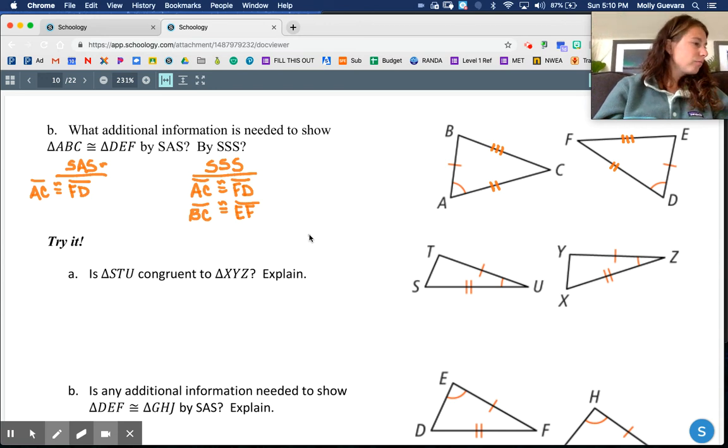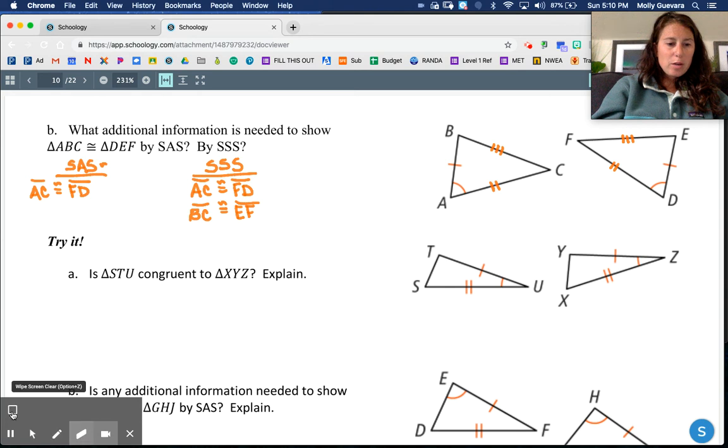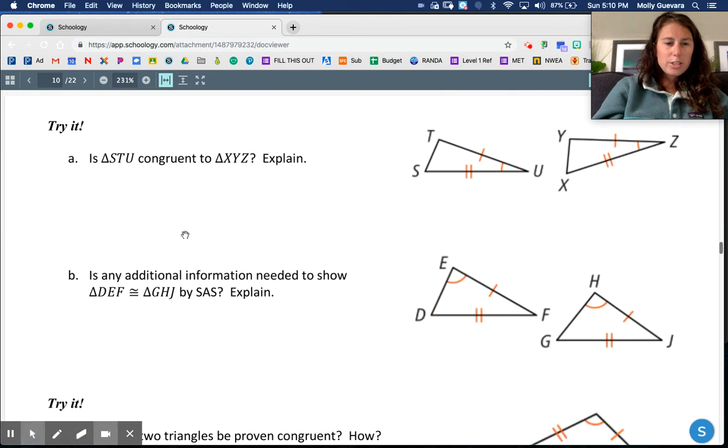All right, you guys have a try it problem now. So right here, I want you to try this. First question is, is triangle STU congruent to triangle XYZ? Explain. So make sure that you explain why or why not. And then B says, is any additional information needed to show that these 2 triangles are congruent by side, angle, side? Explain. So again, explain it. So go ahead, try this, and then when you're ready, we'll go over it. It'll be nice and fun. Go ahead and hit play, and then I'll see you in a second.